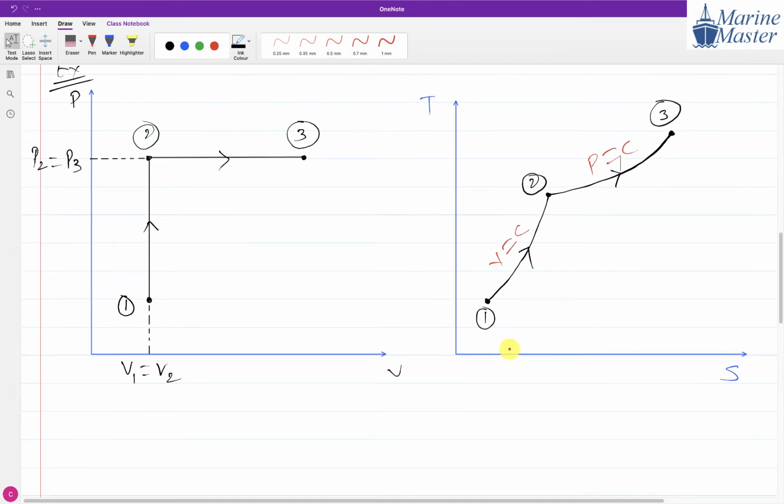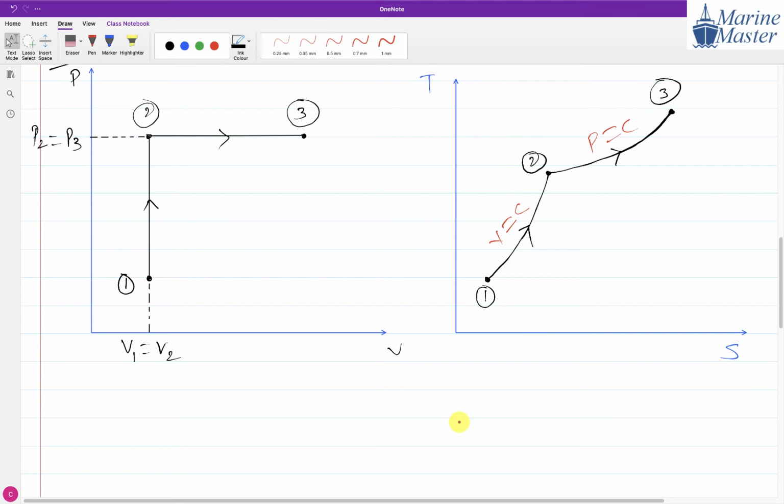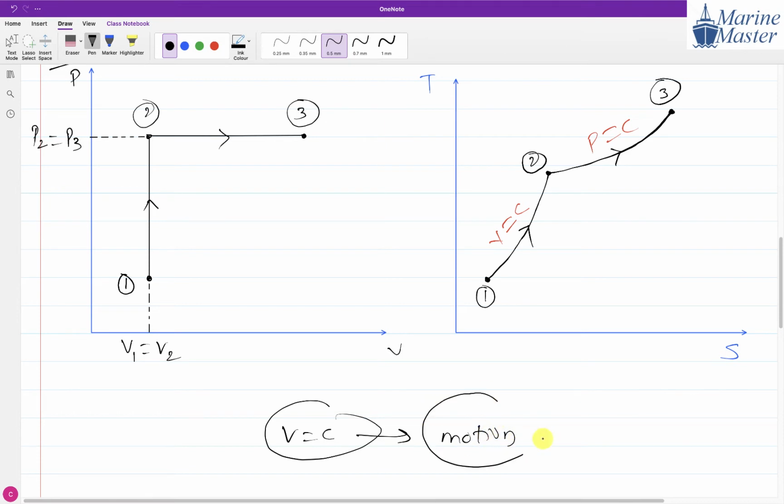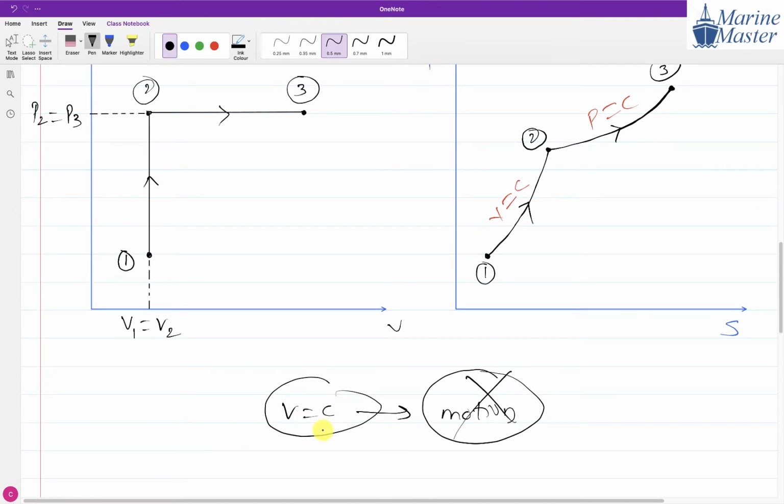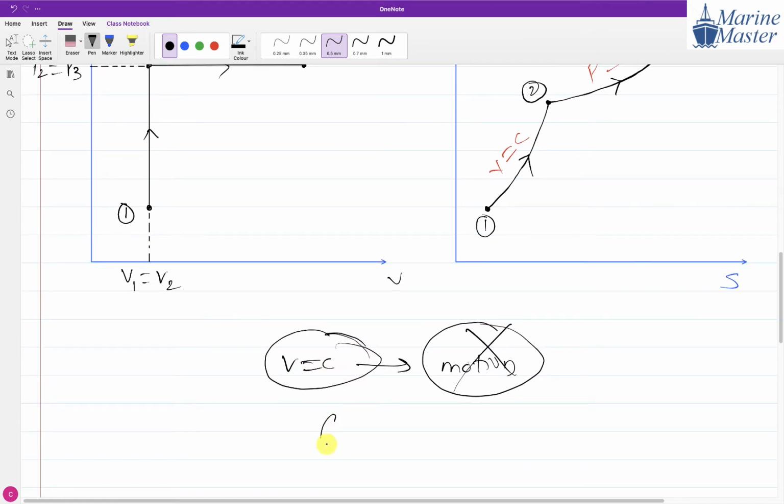If you observe this scenario, in case of the constant volume process, is there any motion? No, motion is not there. So whatever heat addition we are doing, where is it going? The volume will not increase in case of constant volume. Whatever heat addition we are doing, it is going into the internal energy.